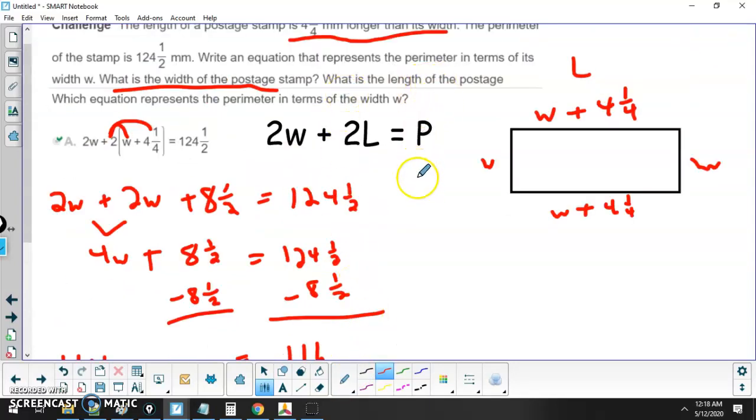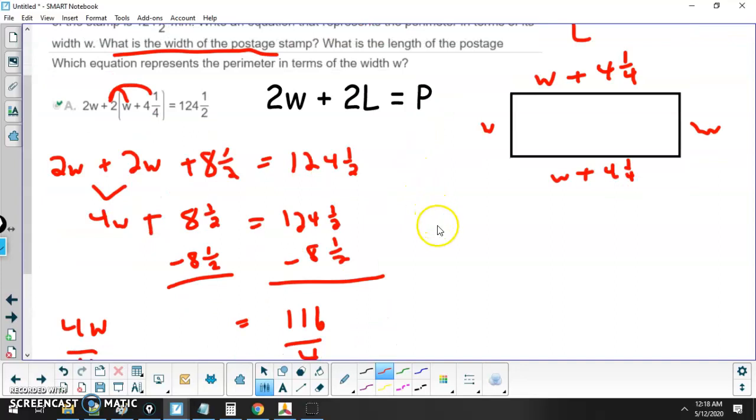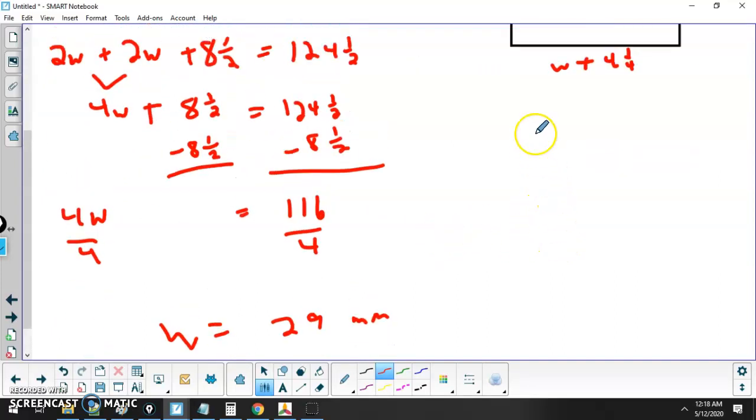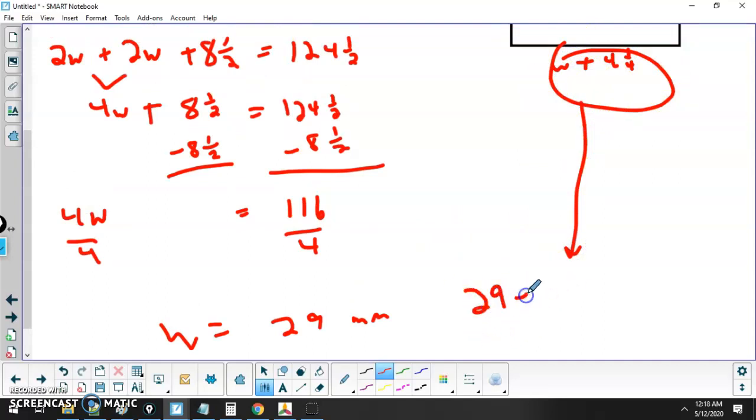It also says, what is the length of the postage stamp? All right, well, the length is going to be W plus 4 1/4. So you take 29 plus 4 1/4 to get the length. All right, which is equal to 33 1/4 millimeters. So that's about it for that one.